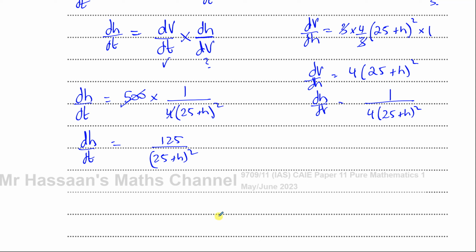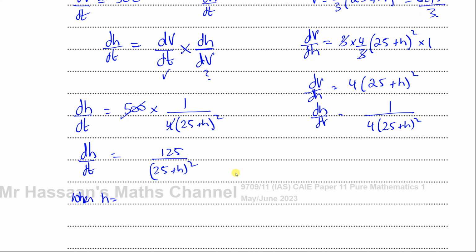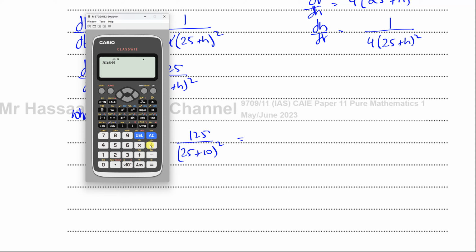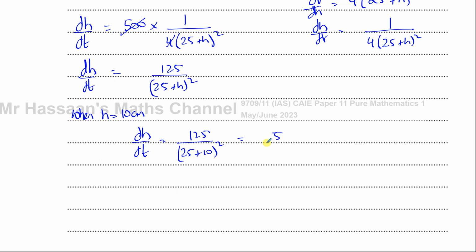Now they want to find dH/dt when the depth, h stands for the depth, was 10 centimeters. When the water is 10 centimeters deep, we want to find the rate of change of the depth. So we're going to replace the h here with 10. So when h equals 10, the rate of change of the depth is 125 over (25 plus 10 squared), which is 125 over 35 squared. So we're going to do 125 divided by 35 squared, and that gives us 5 over 49.